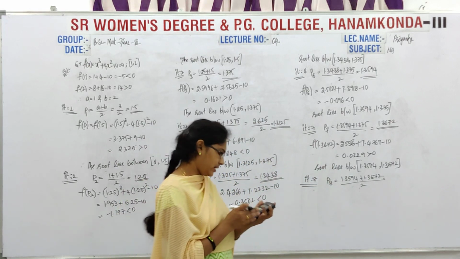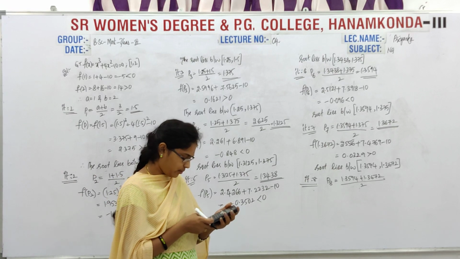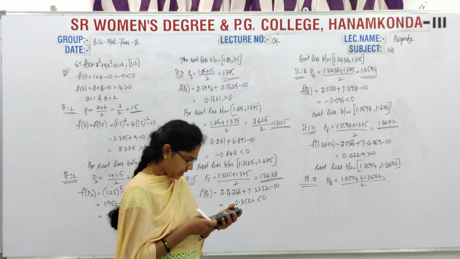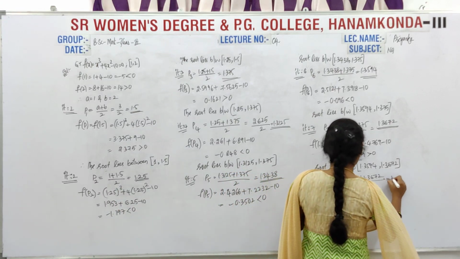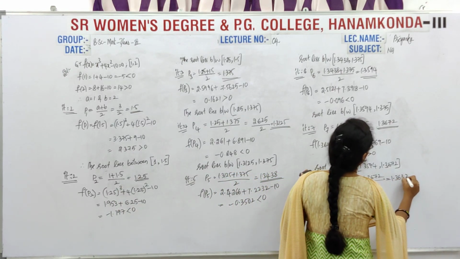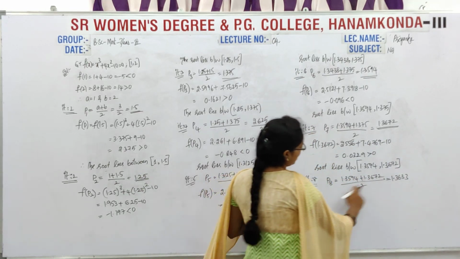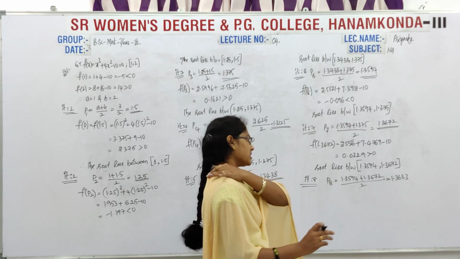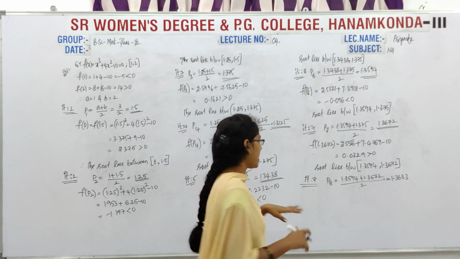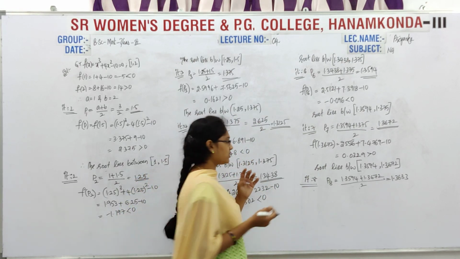Okay, so now here 1.3594 plus 1.3672. Approximately it is equal to 1.3633. Up to the second digits we are getting the same, right? So now the root value is nothing but 1.3633. Again, of course, I am trying to see up to 4 digits, so that's why.